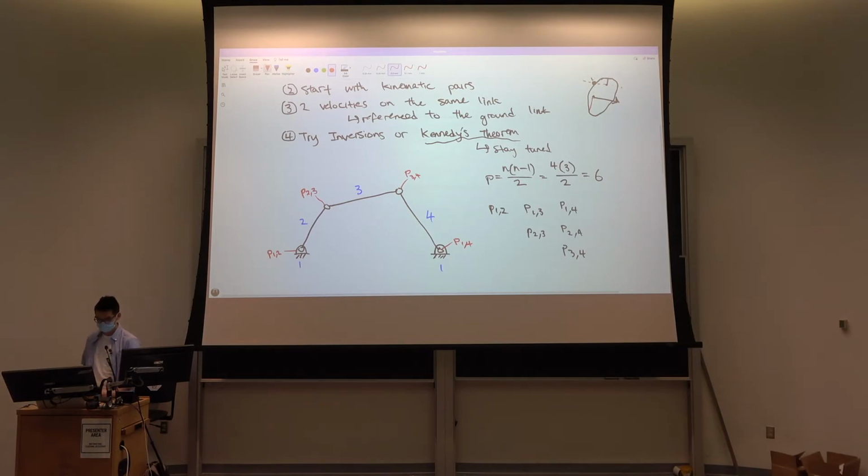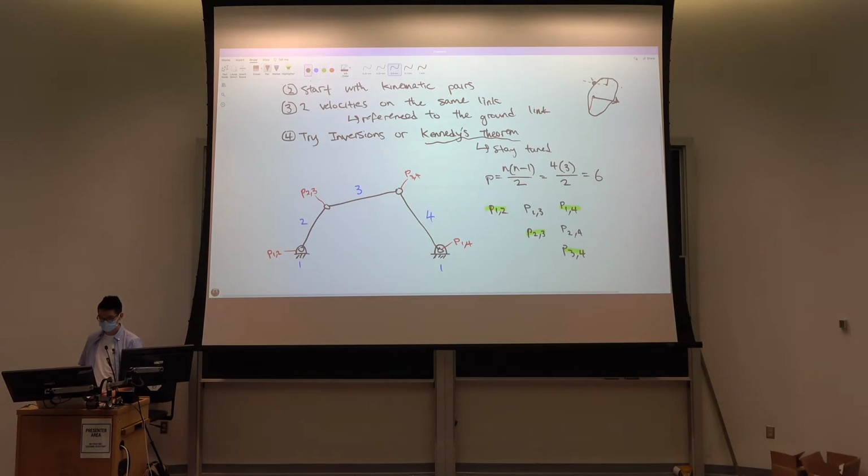Okay, and I said we were going to check them off as we find them, so I'm going to use the highlighter to highlight the ones that we finished. So we did P1,2, P2,3, P3,4, and P1,4, right? So now we're just looking for P1,3 and P2,4. Any questions so far? No, pretty easy. Okay, so the next step is 2 velocities on the same link. And that's always referenced to the ground link.